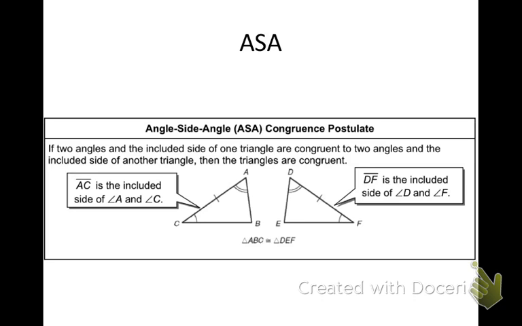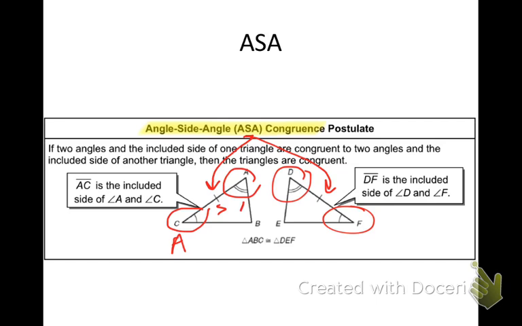So here's what this looks like here. Angle, side, angle. What do you notice about angle, side, angle? The side is in between the angles. That is key. Angle, side, angle. The side is in between the angles. So again, if I look at it down here, notice my side is in between the angles. Therefore, I have angle, side, angle. Now, let's look at a couple problems here.